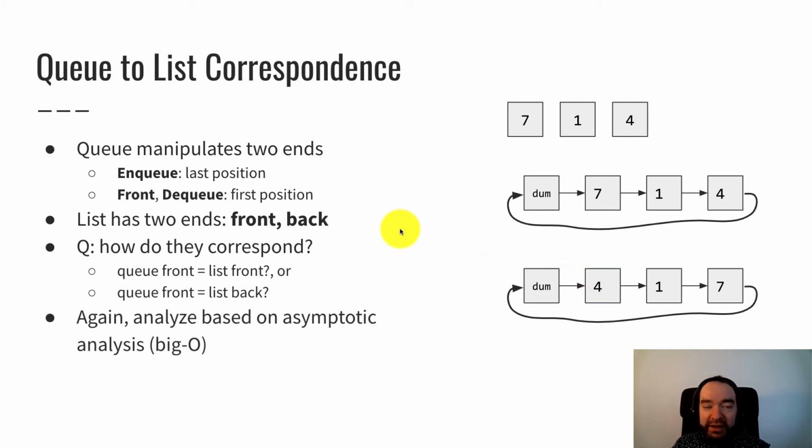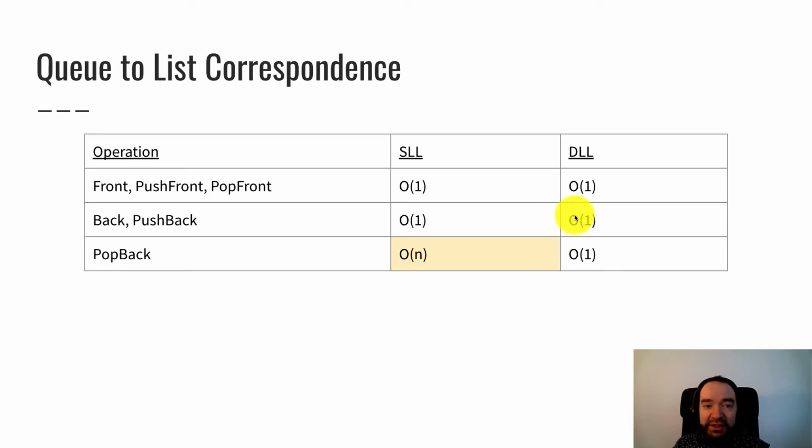So the way that we'll make our decision is to do an analysis where we look at the asymptotic efficiency, meaning the big O expressions for these two alternatives, and we'll pick the one that makes for a more efficient data structure. Let's review the efficiency of linked list operations that are relevant to this.